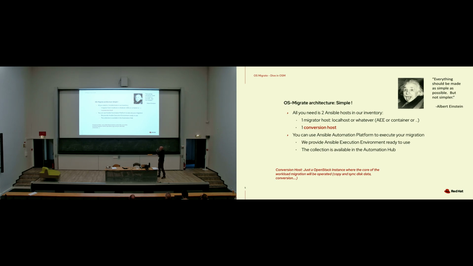This is purely simple. The only thing you need is two Ansible hosts, and basically the default one is a localhost in Ansible. So what we call the migrator host is a localhost or whatever you want. It could be your laptop, it could be a container, it could be an Ansible execution environment as well. And then we need just a conversion host, which is basically just an OpenStack instance from where the core of the migration will be operated. So the copy of the data, the synchronization, and the conversions.